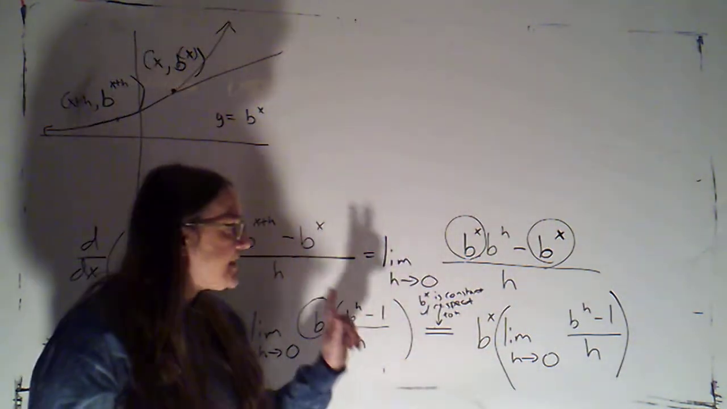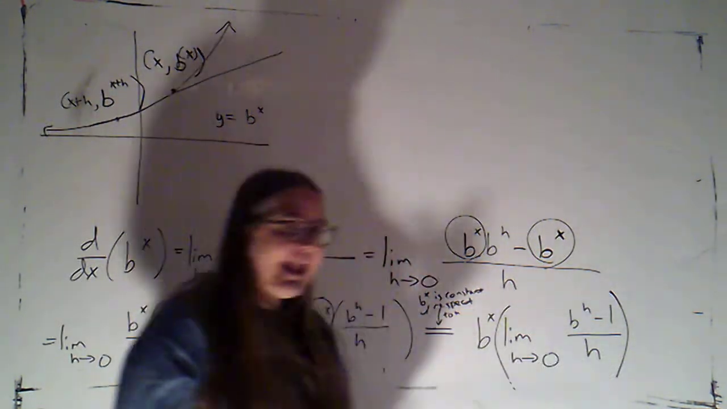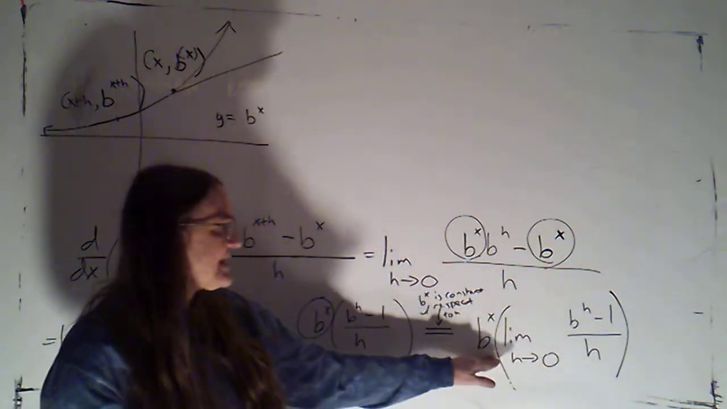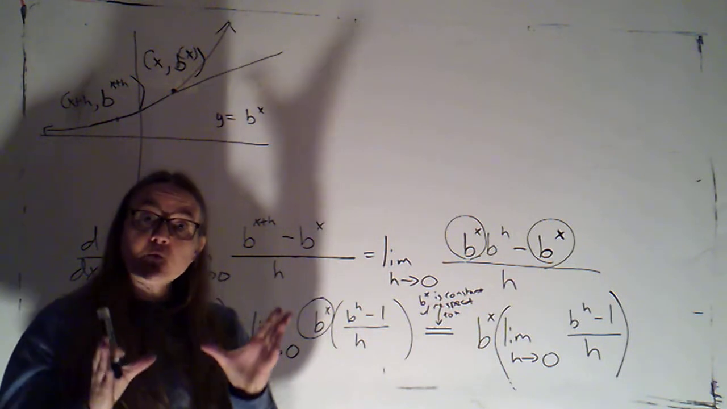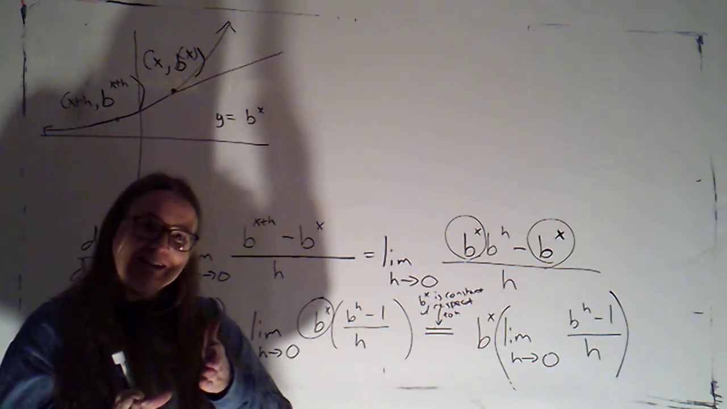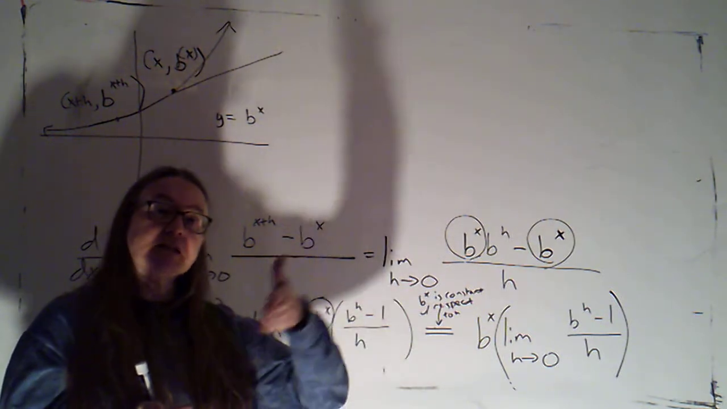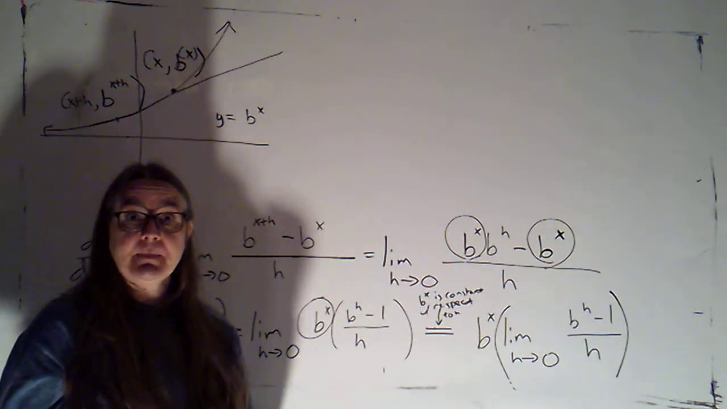Okay. But notice, if this limit exists and is a number, what I've got is a constant times b to the x, confirming our suspicion that the derivative of an exponential function is a multiple of that exponential function, that the derivative is proportional to the exponential function.